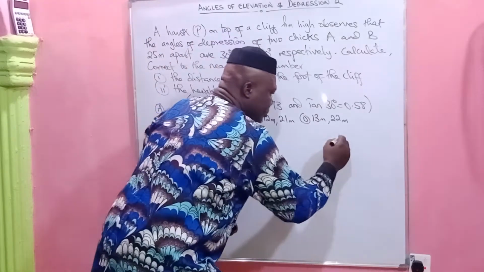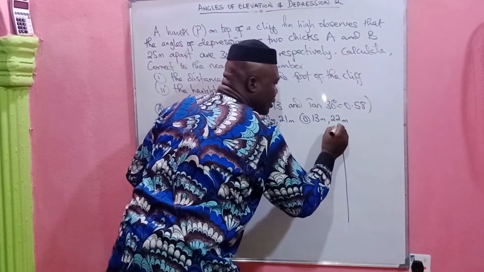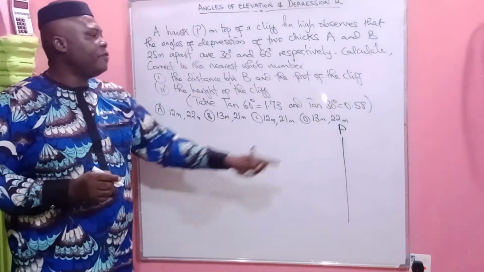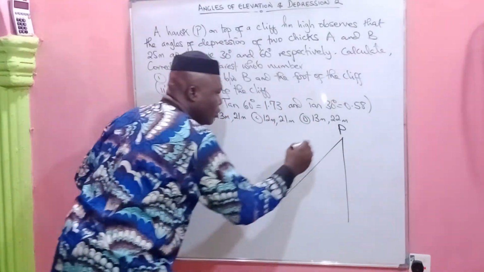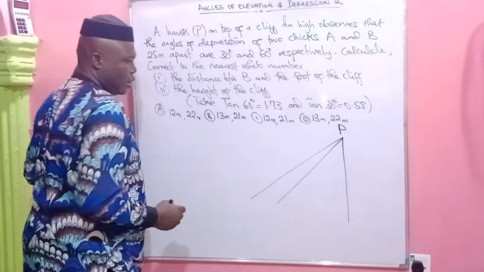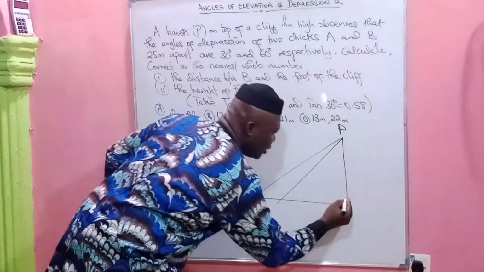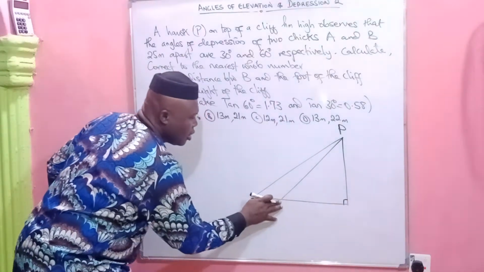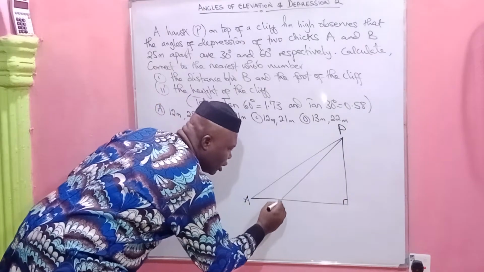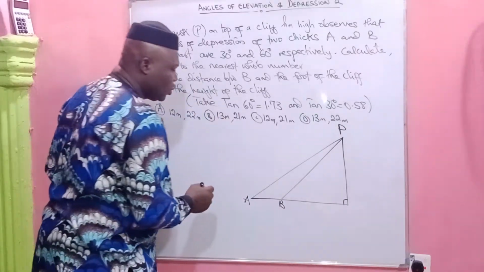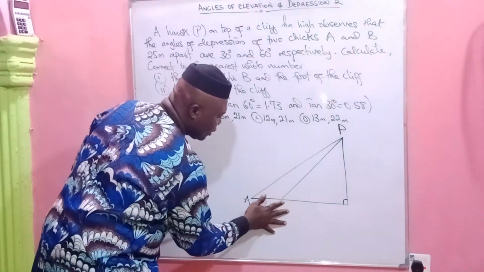Now this is the cliff, and there is a kite here on top of the cliff, and the kite is P. It observes the ground. All right, so this is what we have. This is a right angle triangle. Now, two chicks A and B. These are the two chicks on the ground, A and B. And the two chicks are 25 meters apart.